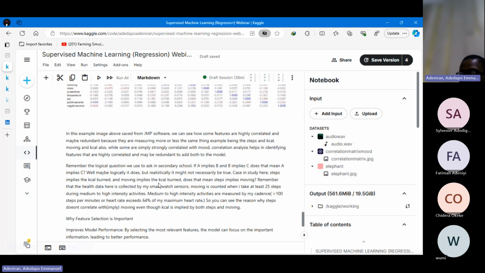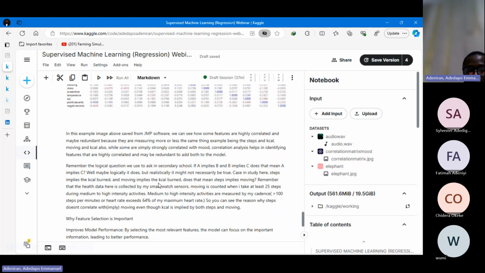heart rate. My maximum heart rate is about 181, because I used to cycle, so my heart rate can go as high as 181 beats per minute. So if my heart rate should exceed 64% of that, then it's going to calculate the steps that I took. When I take at least 25 steps, it's going to start calculating it at that point. So you see the reason why you can take so many steps and it's not going to be calculated as moving. So it is not necessarily correlated, even though other factors are correlated with it.